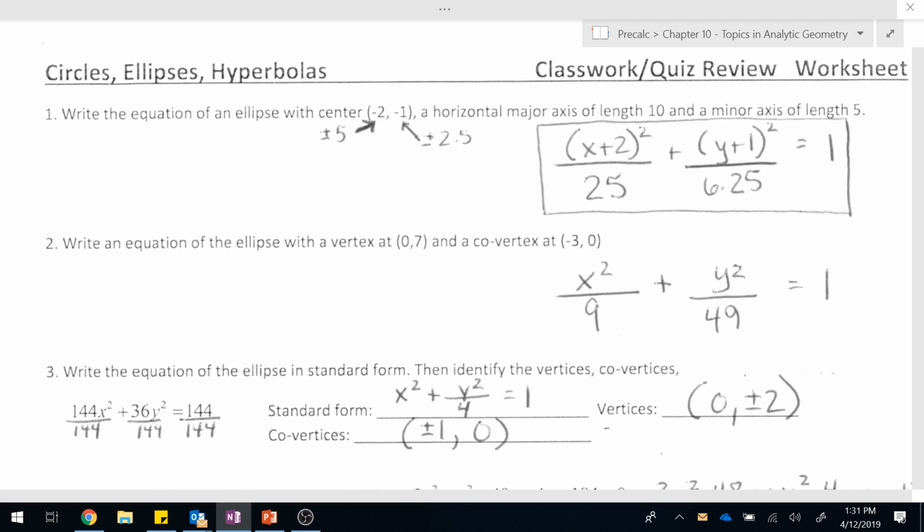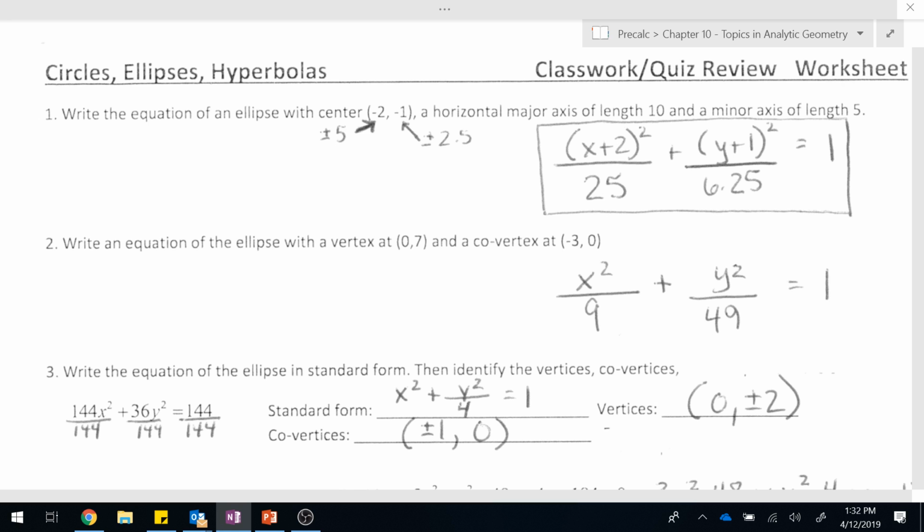All right, pay attention. The ellipse has a center of -2, -1, a horizontal major axis of length 10, and a minor axis of length 5. That is the entire major axis, 10. 10 is equal to what? 2a, right? 2a is the whole length of your major axis. So this is x plus 2 squared over a squared. 25 tells you that a is equal to 5 because 2a is equal to 10.